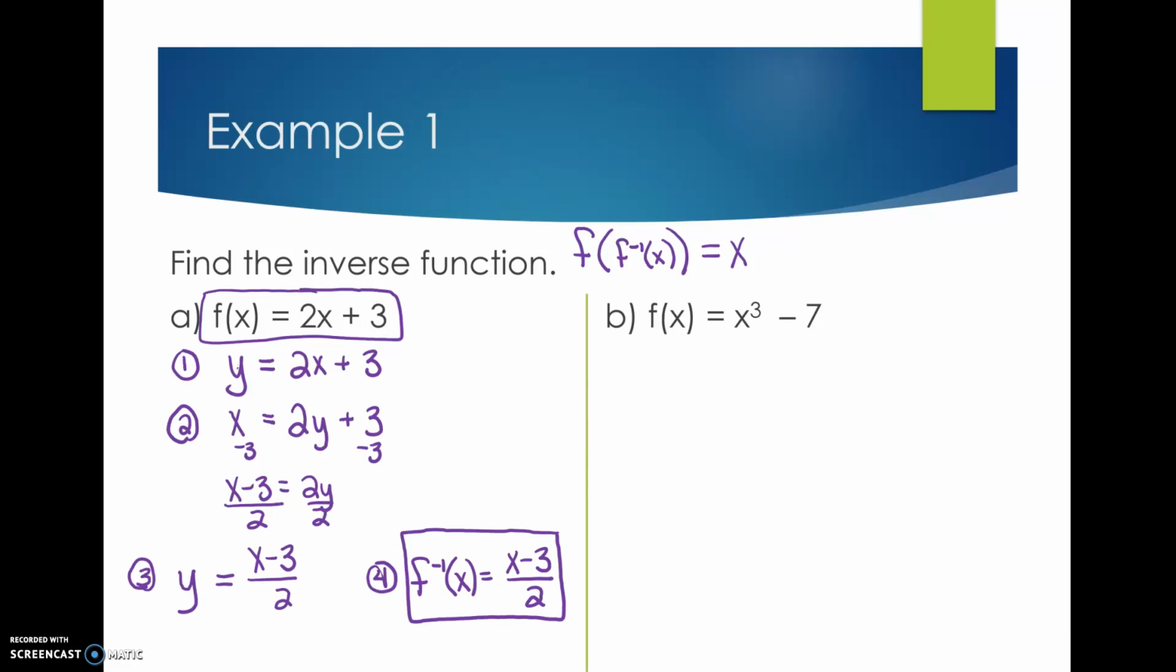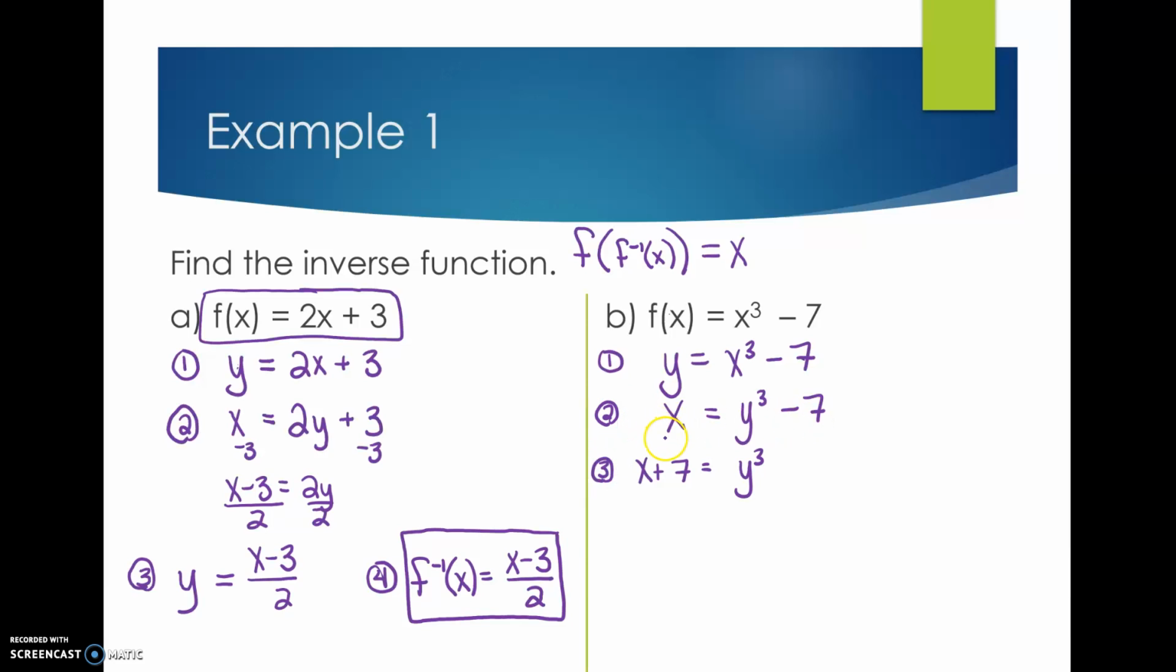Why don't you start b on your own and then pause the video, play it in a minute once you get stuck or once you're done. So your first step is to change f of x to y. Your second step is to switch x and y, sorry. And then your third step is to try to get y by itself.